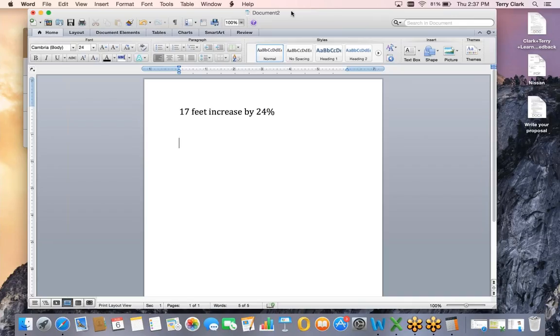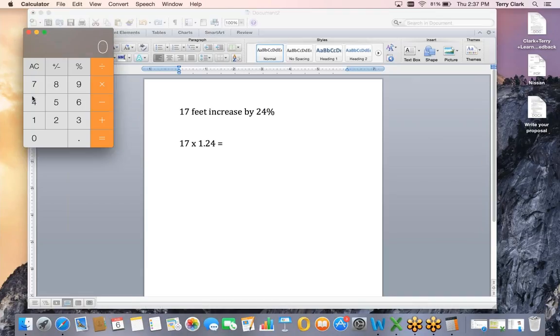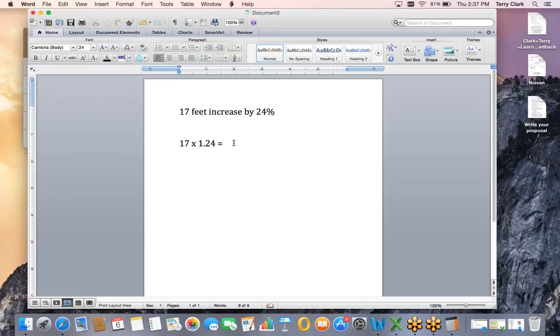Okay, so our first step is to take 17 and multiply it by 1.24. So we're going to take 17 multiplied by 1.24, and it's going to give us 21.08. So that means that we're going to have 21 feet for sure.